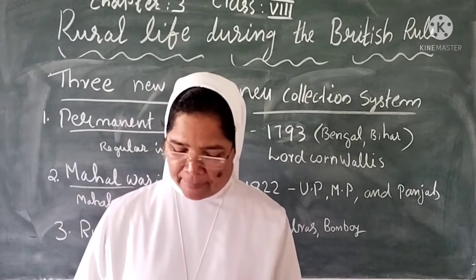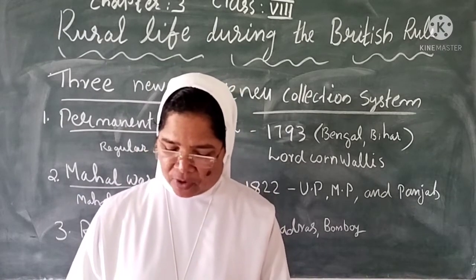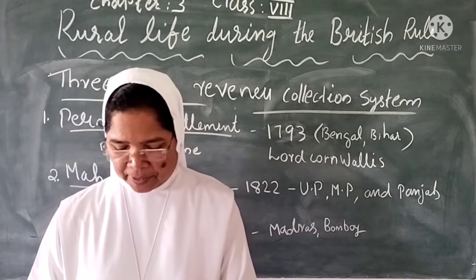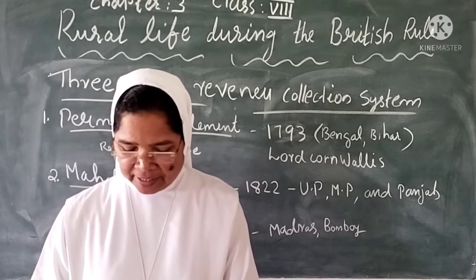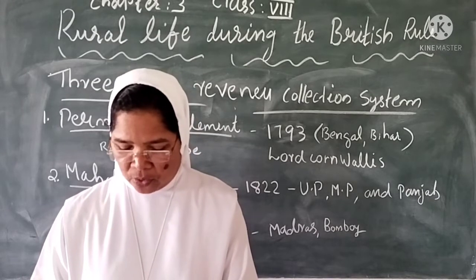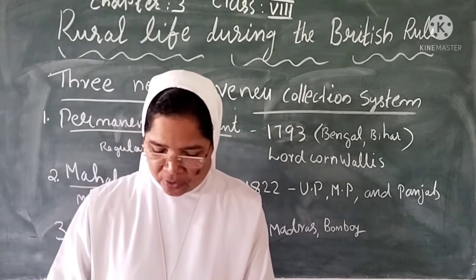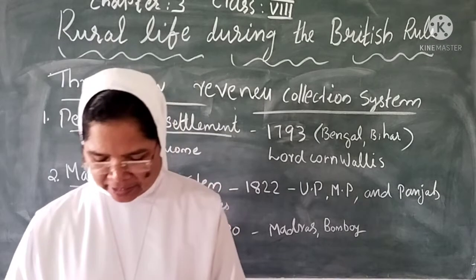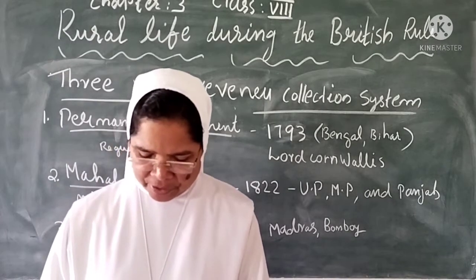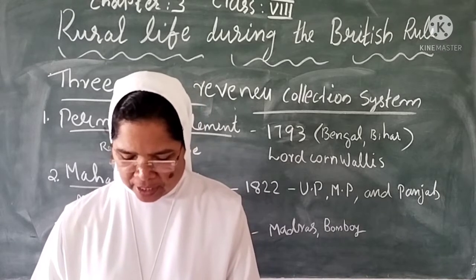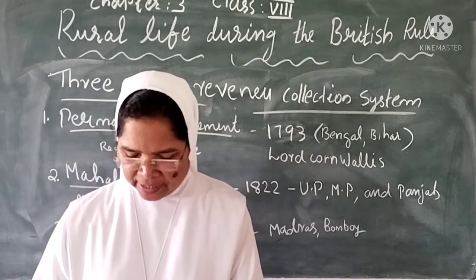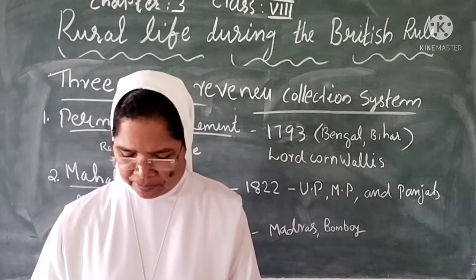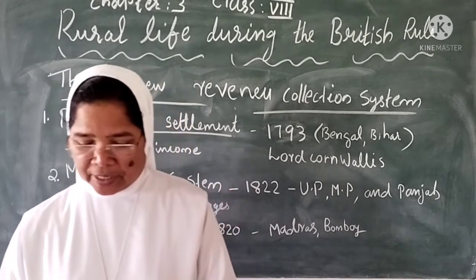Now, let us study the Mahalwari system. The Mahalwari system was introduced in present Western Uttar Pradesh, parts of Madhya Pradesh and Punjab. In these areas, land was commonly owned by a group of villages called Mahals. Mahal means a group of people or group of villages. The task of collecting revenue and paying tribute to the company was given to the headman of each Mahal. Also, the revenue demand was not fixed permanently but could be revised periodically.